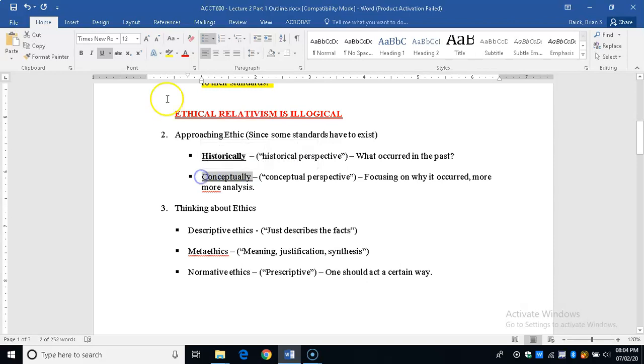If you go a step further and try to analyze, then you can think of ethics more conceptually, or you can think of ethics from a conceptual perspective. This involves the why. Why do people think the way they do? What are the different standards or approaches that we use to try to understand why accounting ethics says that objectivity is a very important concept?